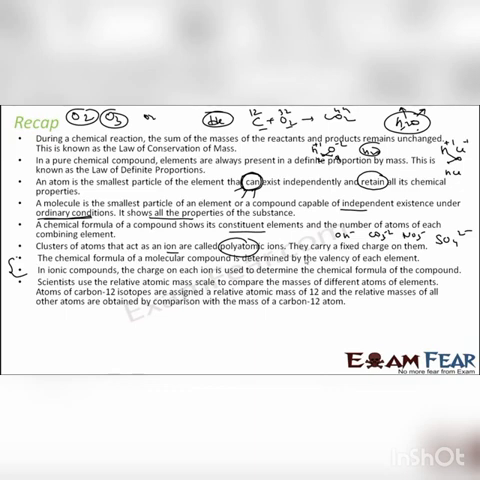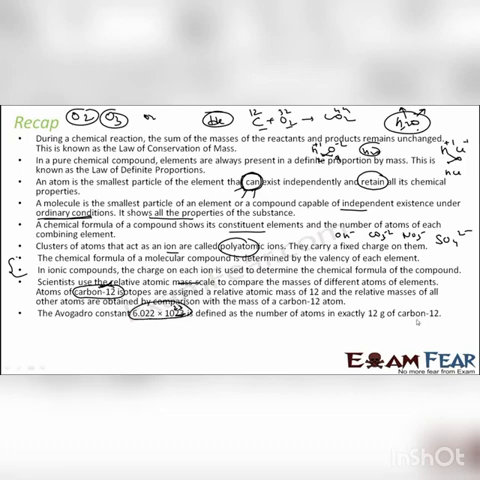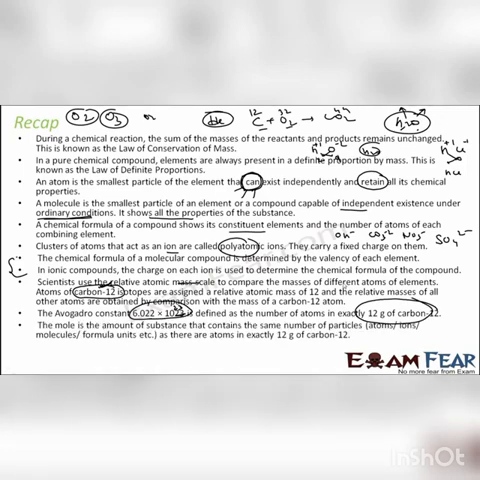Scientists use relative atomic mass to compare the atomic mass of different elements. The carbon 12 isotope is assigned as the benchmark, and every other element's relative atomic mass is calibrated using the mass of the carbon 12 isotope. In history, we have seen that earlier hydrogen was used, then oxygen, and then carbon 12. The Avogadro constant is 6.022 into 10 to the power 23. This is the number of atoms in exactly 12 grams of carbon 12.